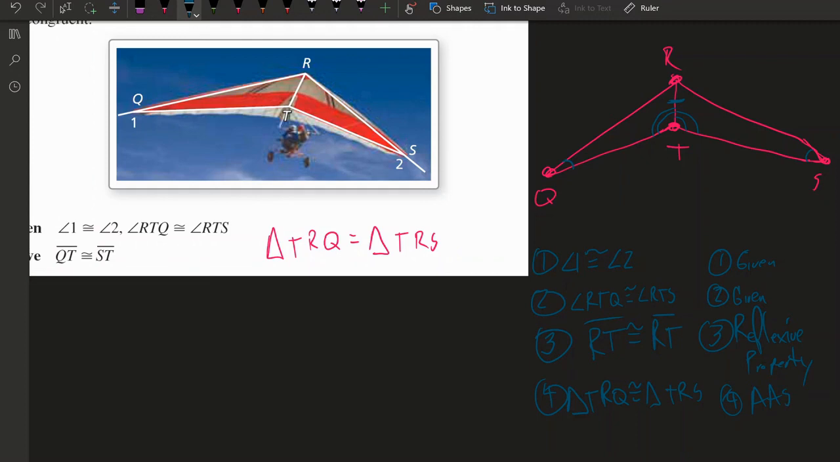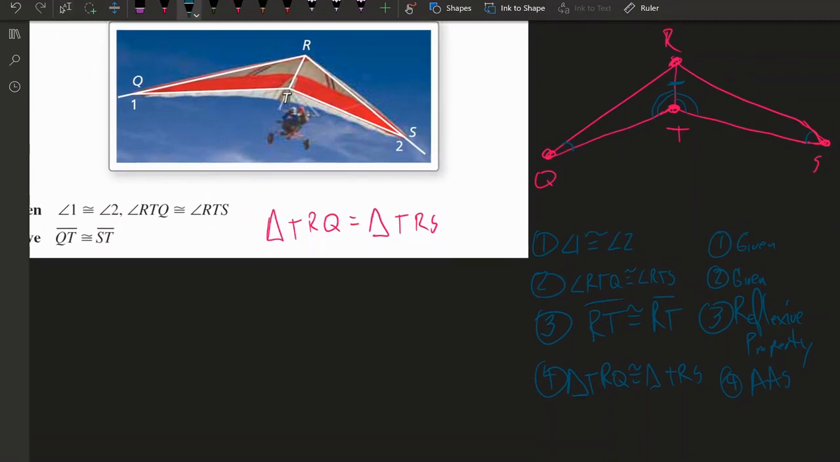Now, once we've said that the triangles are congruent, that means that all of the individual pieces of the triangles have to be congruent. So I can wrap that up, step 5, just by saying, well, since the triangles are congruent, then their corresponding parts must be congruent, which means that side QT must be congruent to side ST. So I can say QT is congruent to ST, and that is because corresponding parts of congruent triangles are congruent.